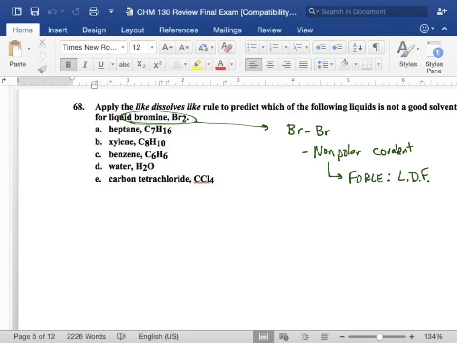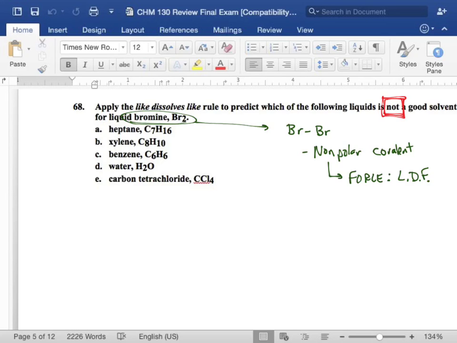Why are you shaking your head no? What is B? The exact same thing. Oops, maybe I misread something. And I heard somebody shout it out. What did I misread? This says not. A and B will mix. That is my like dissolves like. I want not, which means I want something that is not like London dispersion. What is most not like London dispersion?